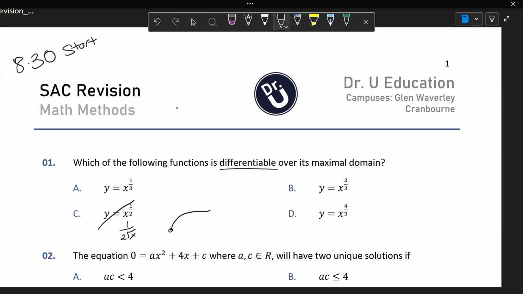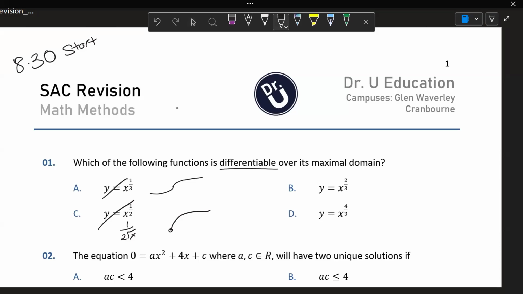Y equals x to the power 1/3. The graph looks like this. And when you differentiate, 1 over x to the power 1/3 is also undefined. So you can't have an infinite gradient and say it's differentiable. So that's rejected as well.